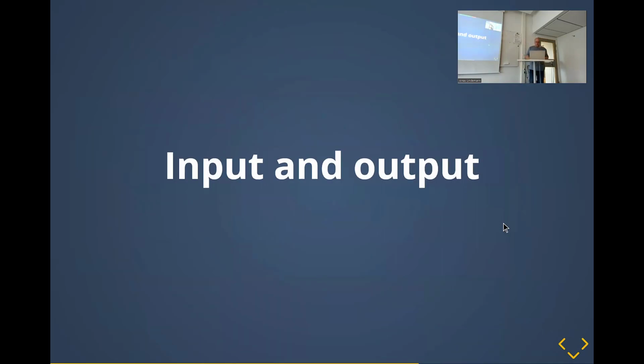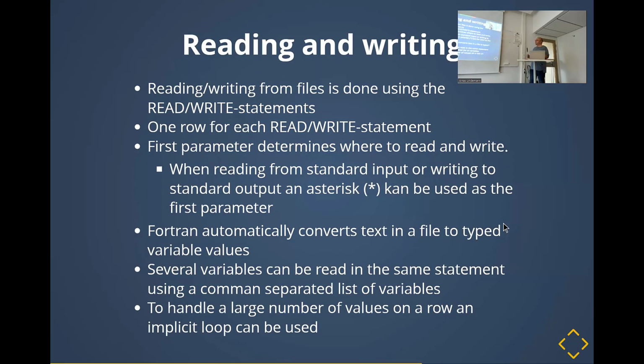So now we have gone through most of the variables, data types, and conditional statements. Now we want to be able to write to the screen or read from the keyboard, and also write to files and read from files. Reading and writing is the same as in Python: we use read and write statements. One row for each read or write statement. So read and write will write a single row and read a single row. So it's not as flexible as in Python.